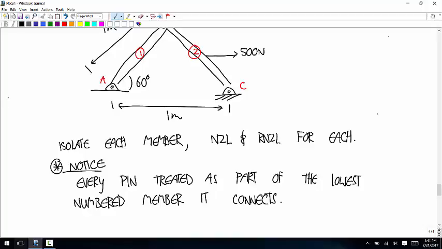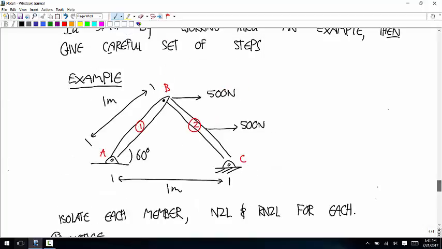All that's doing is just saying that anything that happens, like this 500 Newton force that's applied to this pin at B, we're going to say that force is applied to member 1. Okay. So it's a bookkeeping thing.